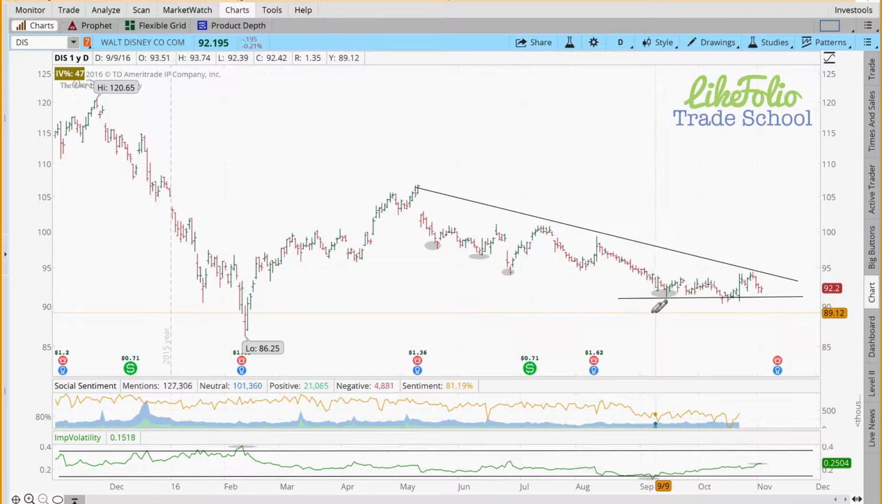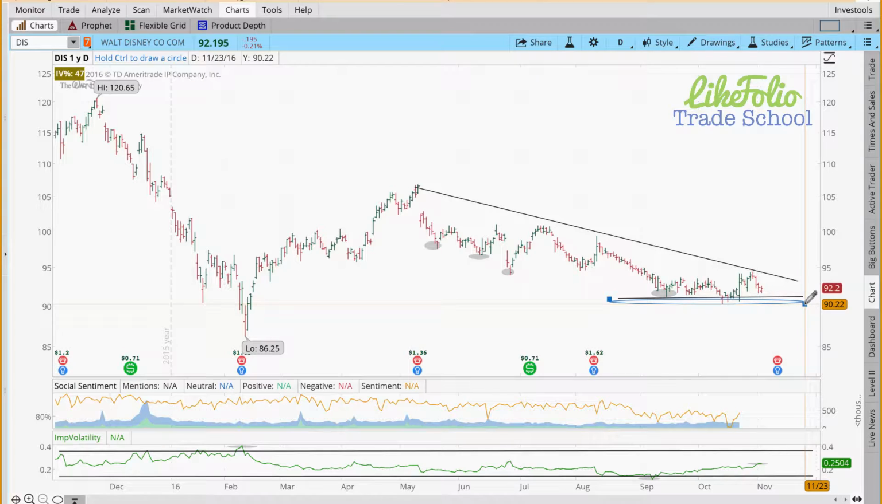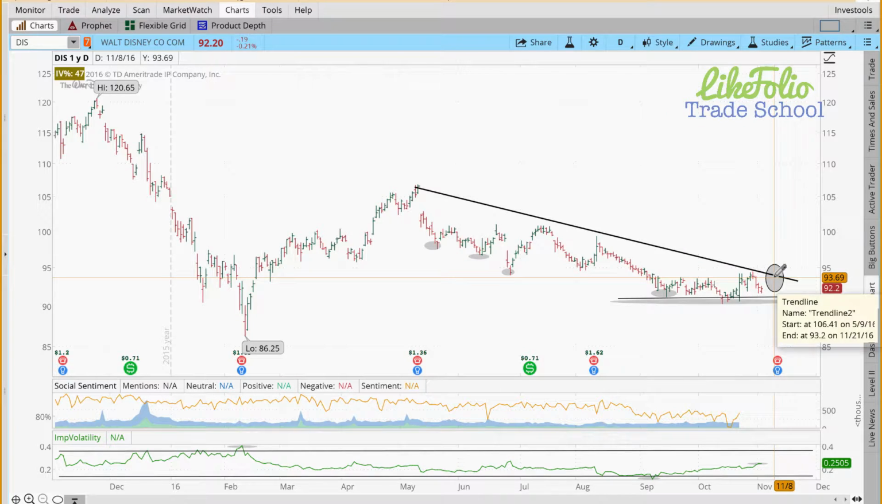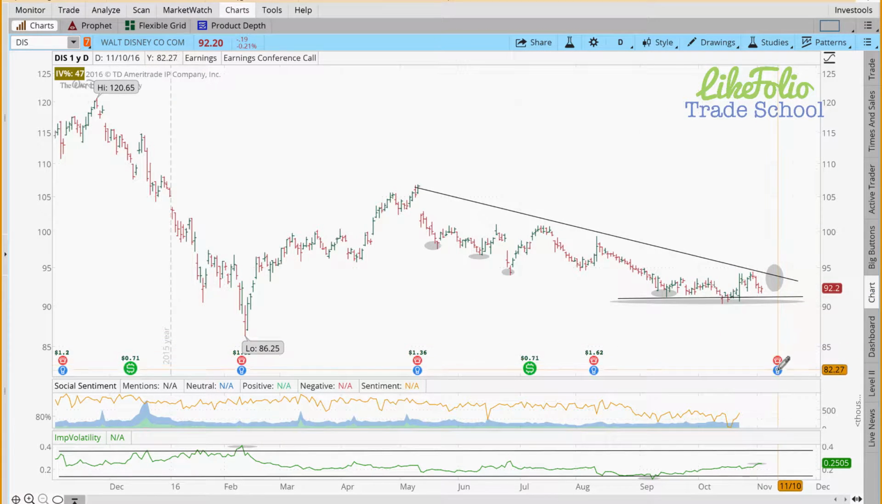So I think it's found some pretty good support right in the 90 area. No precise level of support, just the 90 area, somewhere between 90 and 92. There's some good buy-side support, and I think that's going to push it above this downtrend resistance line at some point in the future.